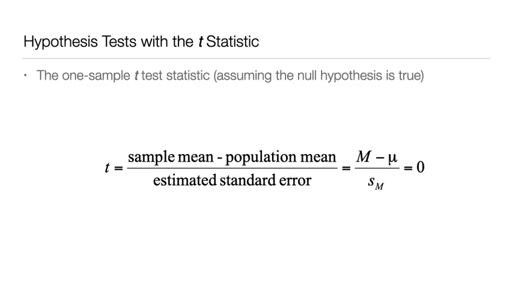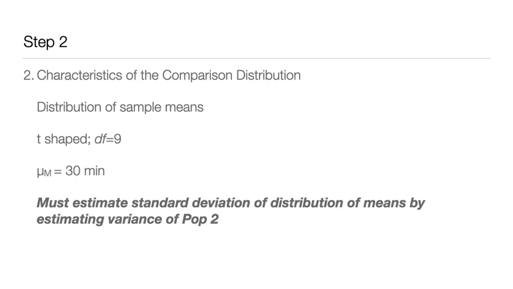We are testing against this idea of there being no difference between these two populations, right? This is assuming our null hypothesis is true. This is null hypothesis testing. So our assumption is that this will be 0, but we know it's not, right? We've already seen that there's a difference between those two means. So the question is, is it different enough, right? And first, we're going to need to estimate the standard deviation of the distribution of means by estimating the variance of population 2. Again, this is our standard error for our distribution of means.